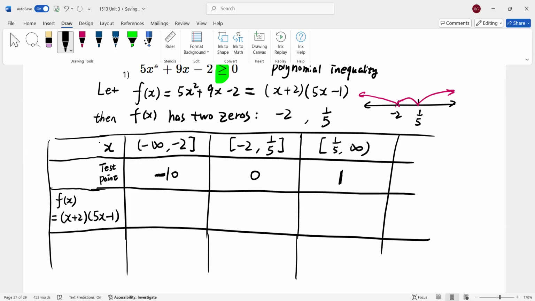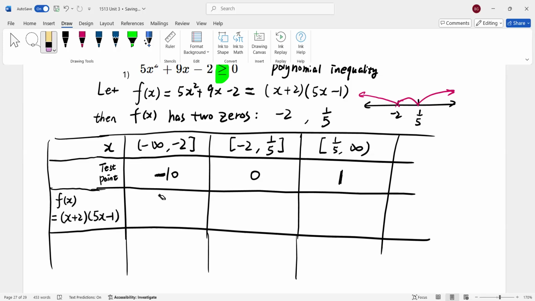And we want to determine if the testing point makes the function positive or negative. So second row, we have the testing point, right? And the next row, we are going to plug the testing point into the function f to see if we have a positive or negative. So that's what we're trying to figure out. So the first testing point is -10. And we are going to plug -10 into the polynomial function in the factored form.